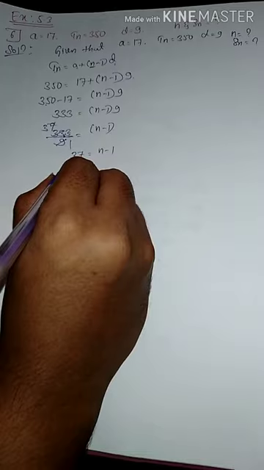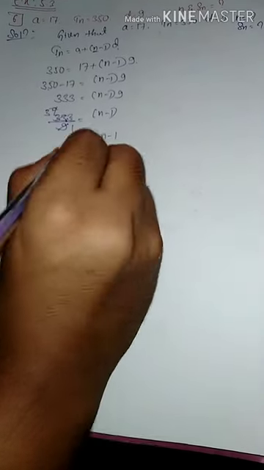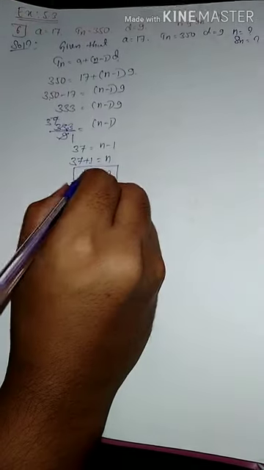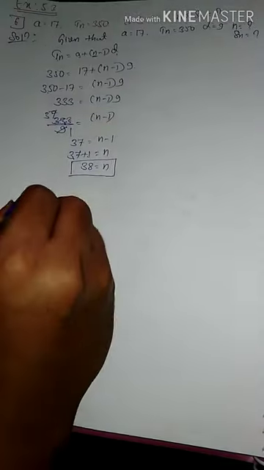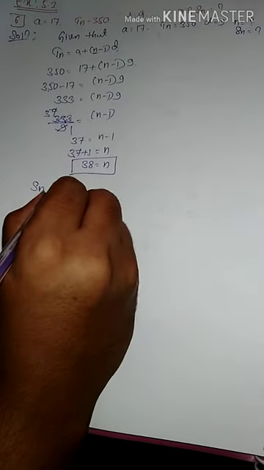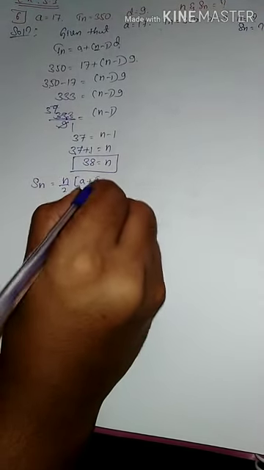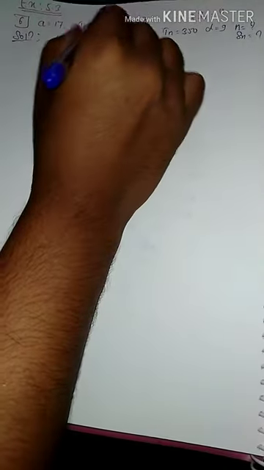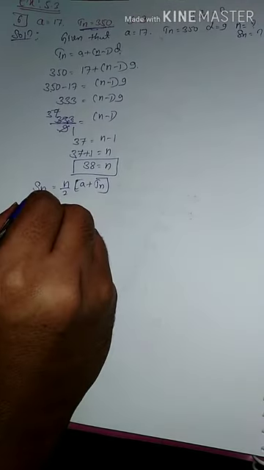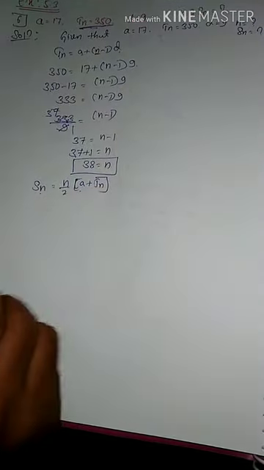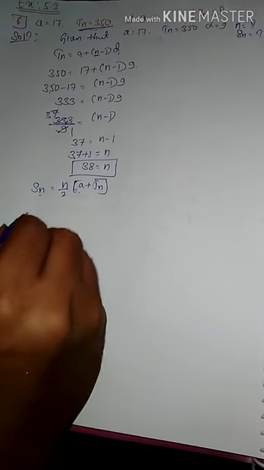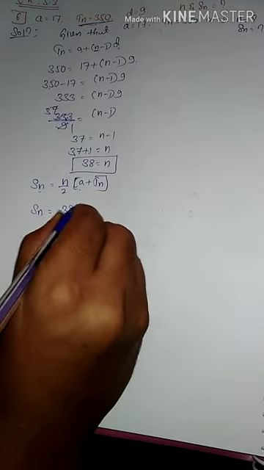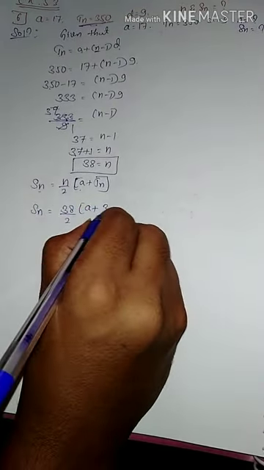Now minus 1 moves to the left hand side, becomes plus 1 is equal to n. So 37 plus 1 is 38 is equal to n. So the number of terms in the AP is 38. n is equal to 38. And now we can calculate Sn is equal to n by 2 (a plus Tn). It is the formula for the sum of n terms of an AP when the last term is given. So in this problem the last term is given, so we can use the formula Sn is equal to n by 2 (a plus Tn). Now substitute all the values in this formula. Sn, we don't know. Sn is equal to n is 38 by 2 into (a plus Tn is 350).